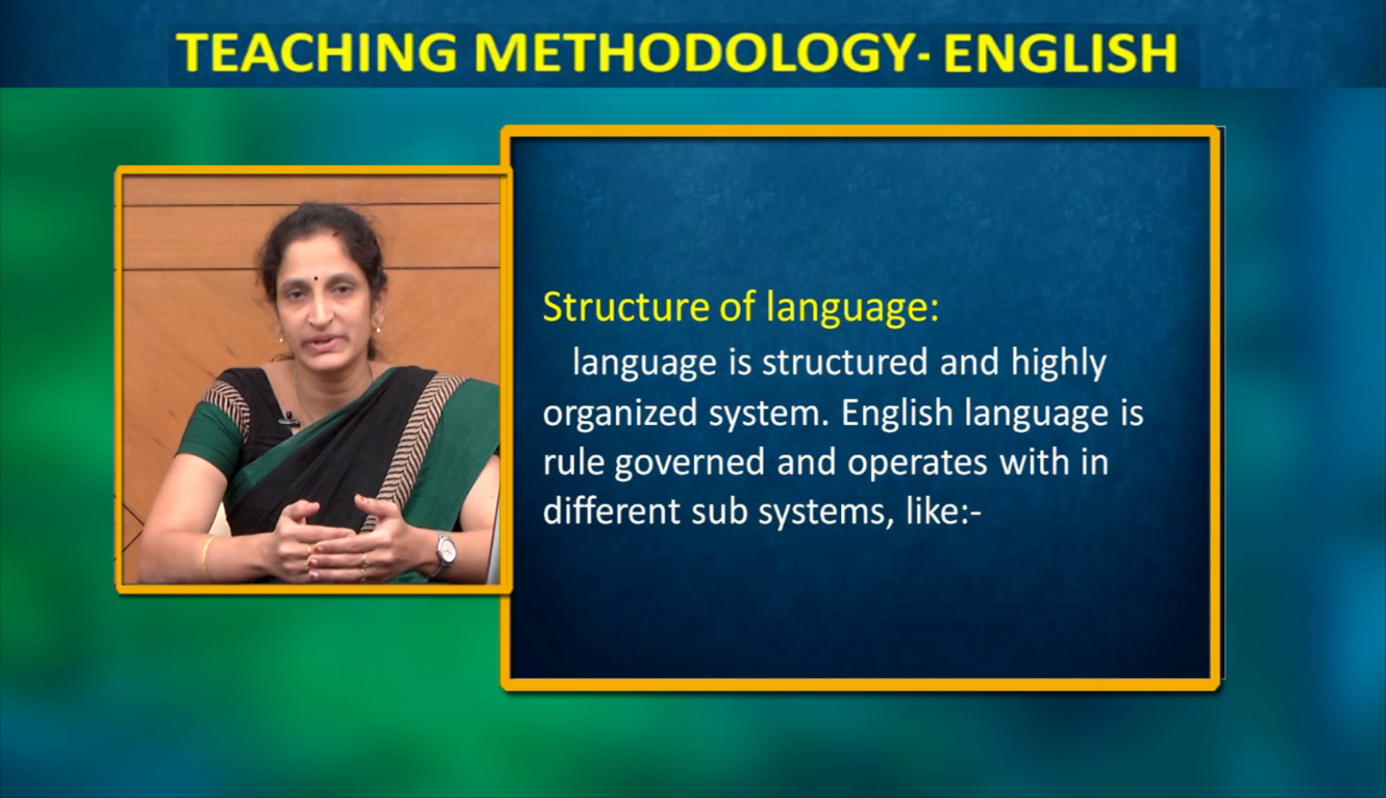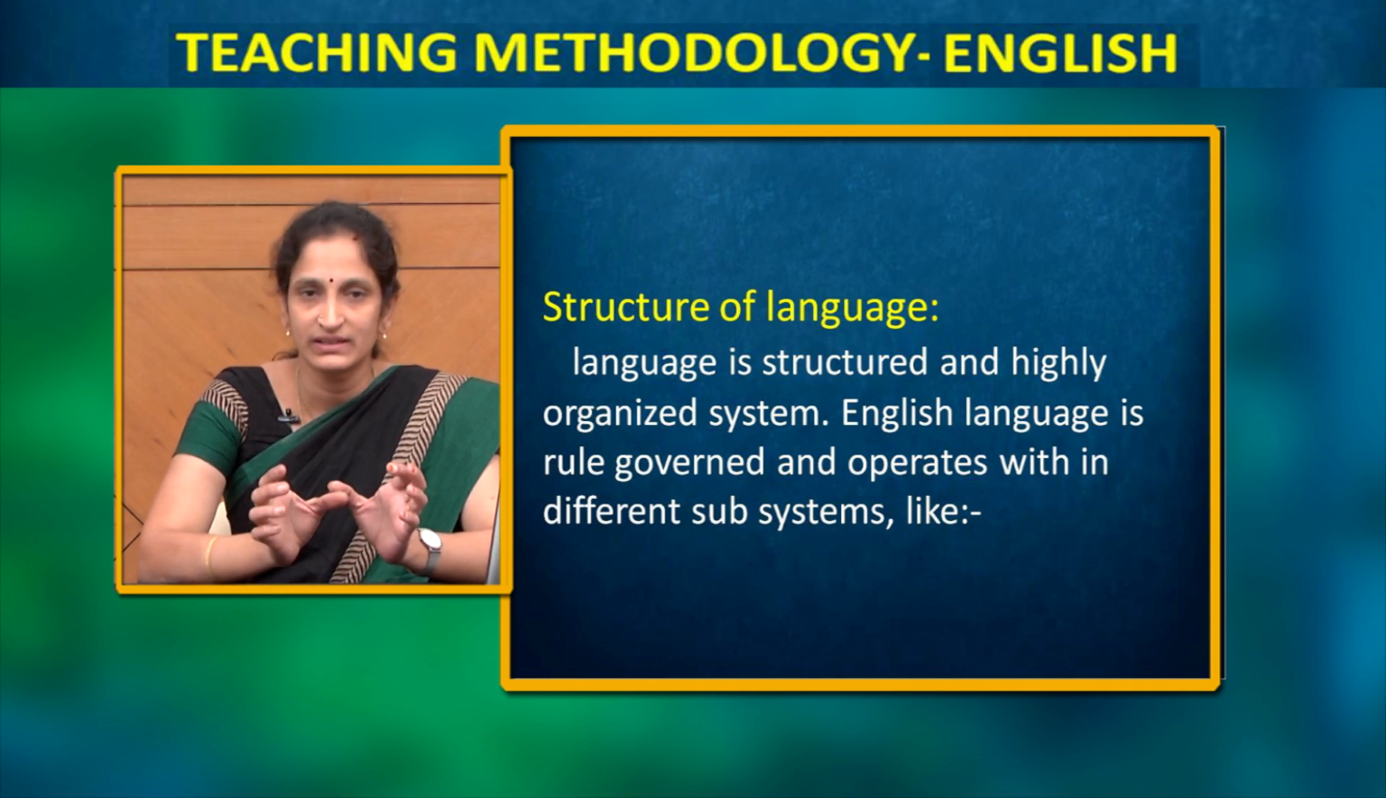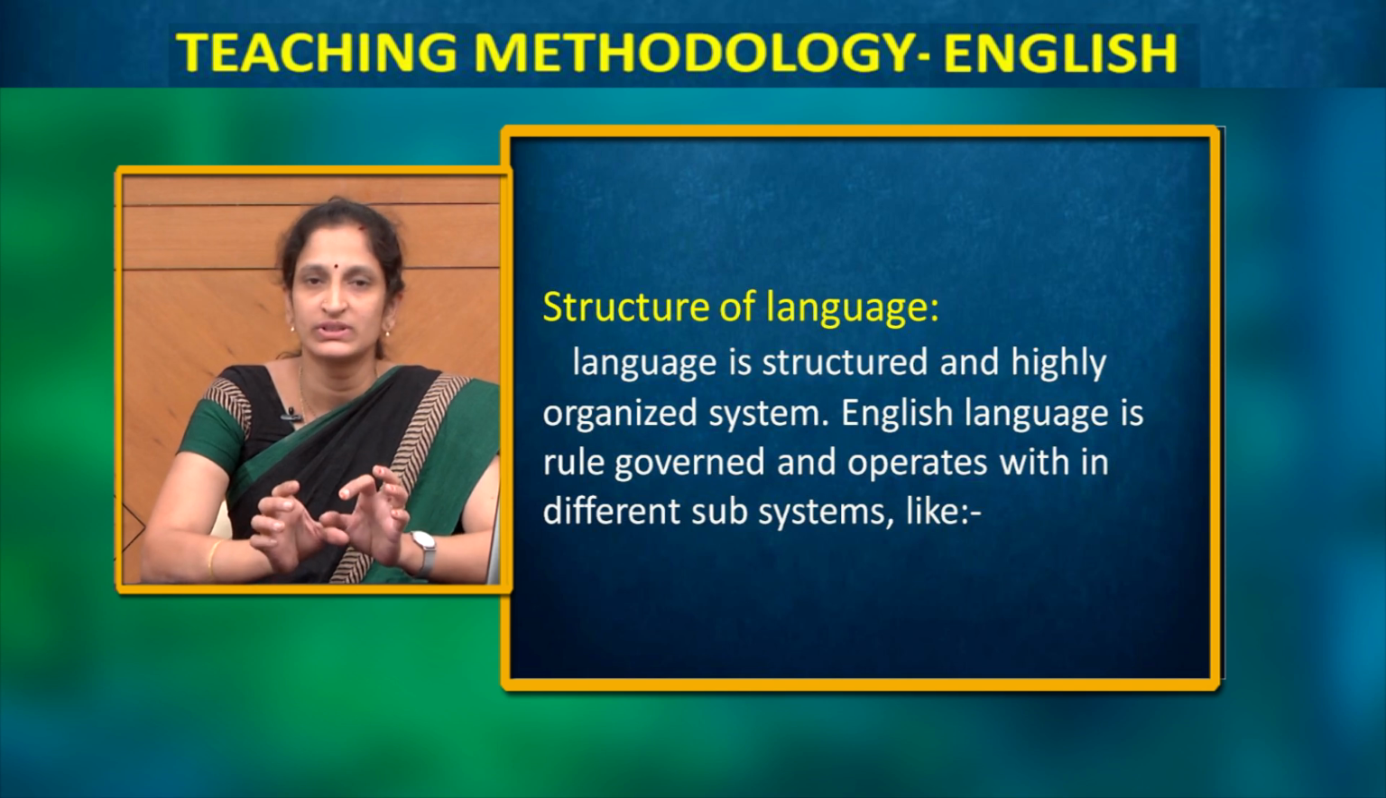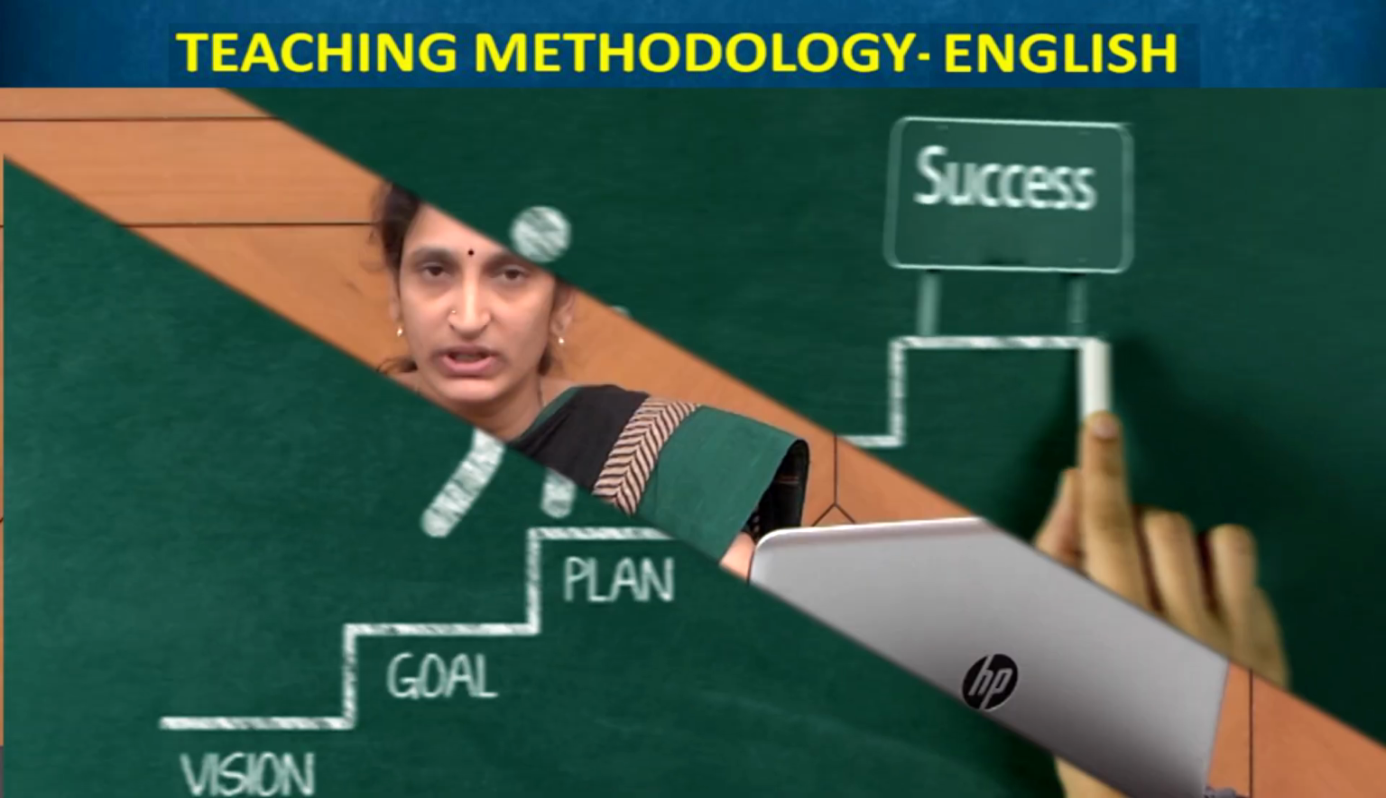That sentence makes the receiver understand what exactly the sender is going to say, the message they want to convey. So, the English language is ruled, governed and operates within different subsystems. So, now we are looking into the importance of language, thinking about all the languages. Whatever the language may be, these are all only for the communication purpose.